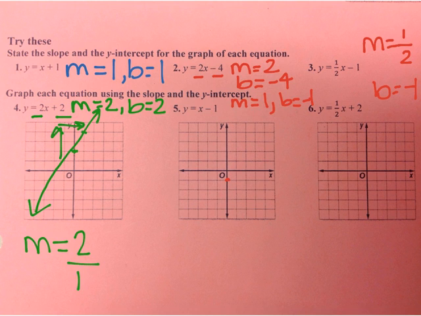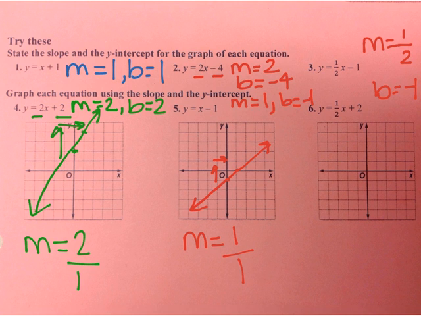From here, I can use my slope, which is 1, or 1 over 1, which is the same thing, to figure out what my next point is. So I can go up 1 and to the right 1, and that would be my next point. So my next point would be here. Alright, and I can draw a line through this point right there.